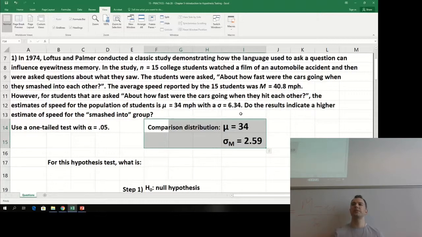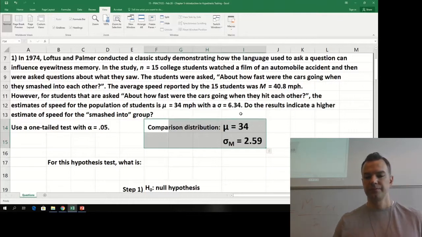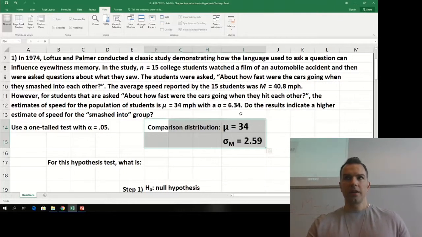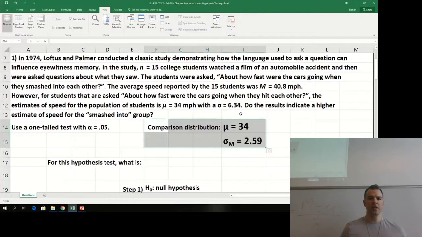As soon as you have a sample, like we do, 15 college students, it is unfair to compare the score of 15 students to a distribution of individual students. So we need to compare it to a distribution of samples of size 15, and that's what your comparison distribution is. It's your distribution of sample means. All right, so that was the one-tailed test, start to finish.